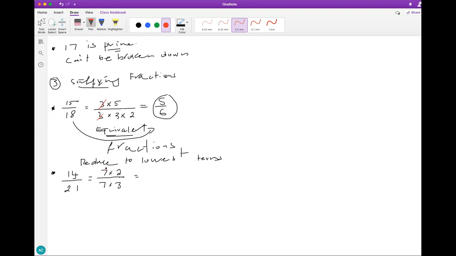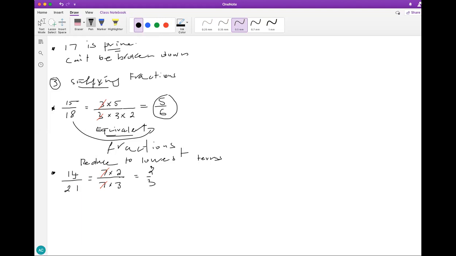We already have 14 over 21. We're trying to make this smaller, reduce it, so we broke it down. Now what do we do? You cancel out the 7s? Exactly. We're going to reduce by 7 because it's a common factor. It's here and here. We cancel it out. And the result is just 2 over 3. 2/3, exactly. So 14 over 21 is basically just 2/3.